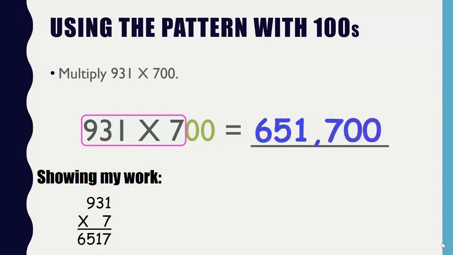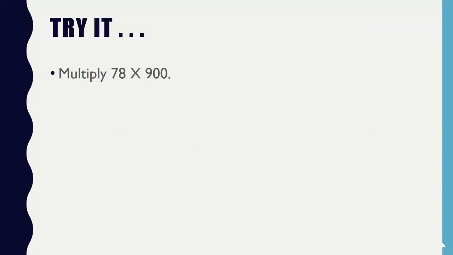So the number sentence is now 931 times 700 is equal to 651,700. It's your turn. Multiply 78 times 900. Pause the video here and give it a try.